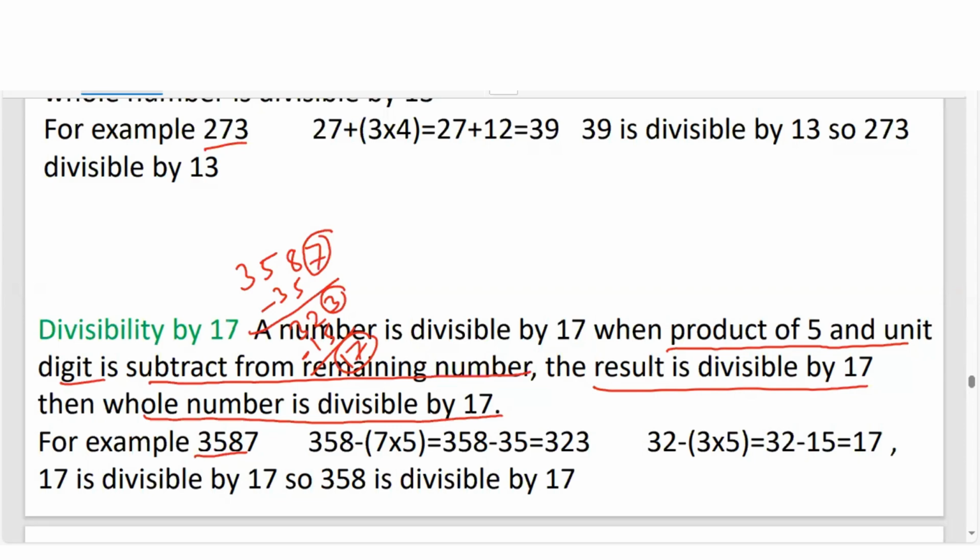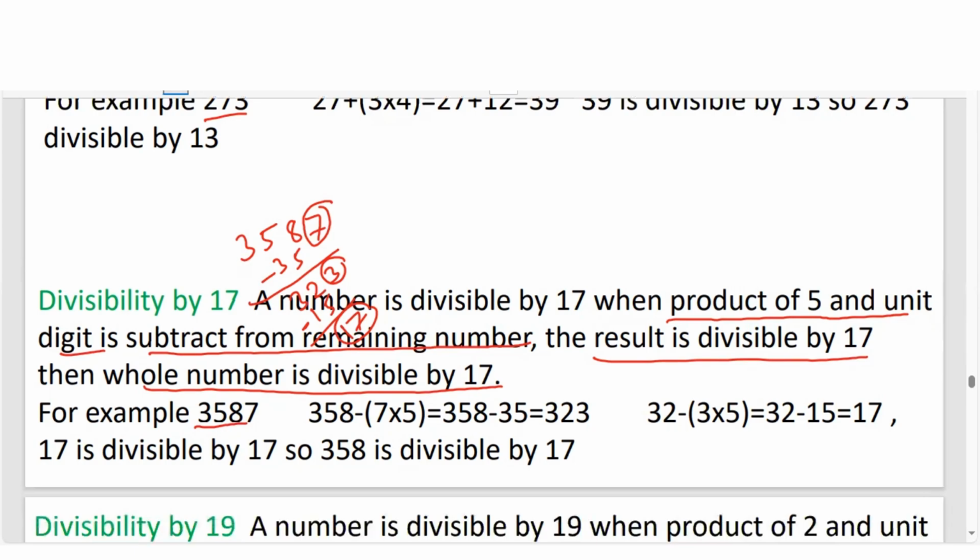So the remaining number here, 358. Subtract 7 into 5, 35. We are getting 323. Again, 3 digit. We want it smaller, so repeat the same. Unit 3, 3 into 5, 15. Subtract the 15. Now you are getting 17. Yes, this number is divisible by 17. With the help of this technique, you can find any number which is divisible by 17. Let us see the next.